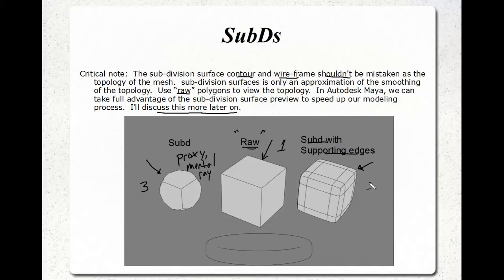We want the raw polygons to be as close to our concepts, our references, as possible. And then we can use subdivision surfaces as an icing on the cake, if we even need to. There might be a high enough poly count that we don't need to use subdivision surfaces.